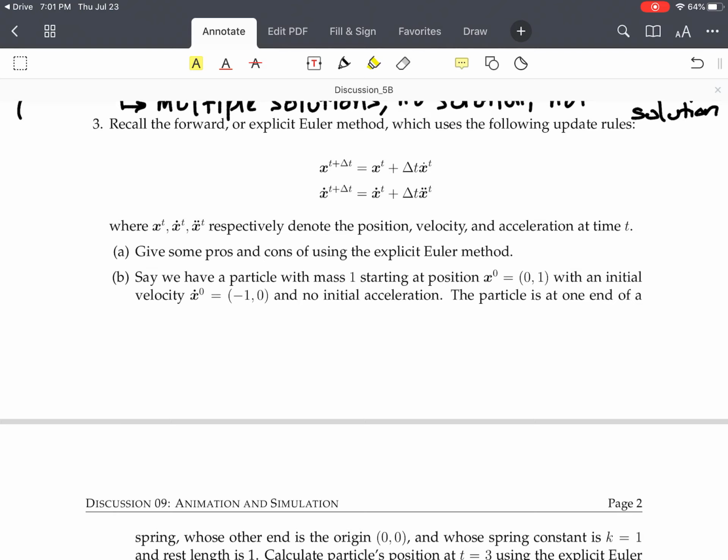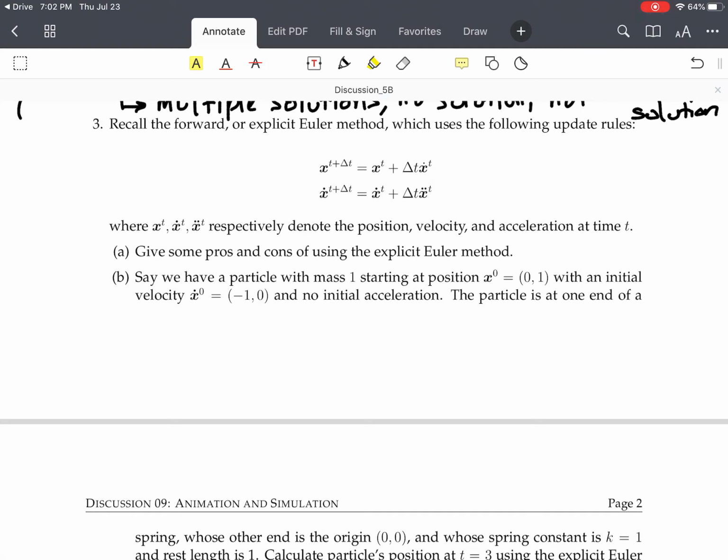Generally, delta t is a very small time frame, right? And I'll talk about the y in a second. So x at t plus delta t is equal to x at time t plus delta t times the velocity at time t, okay? And similarly, the velocity at time t plus delta t is equal to the velocity at time t plus delta t times the acceleration at time t, okay?